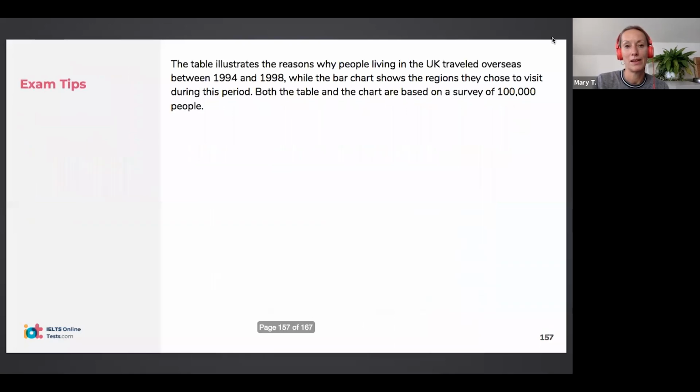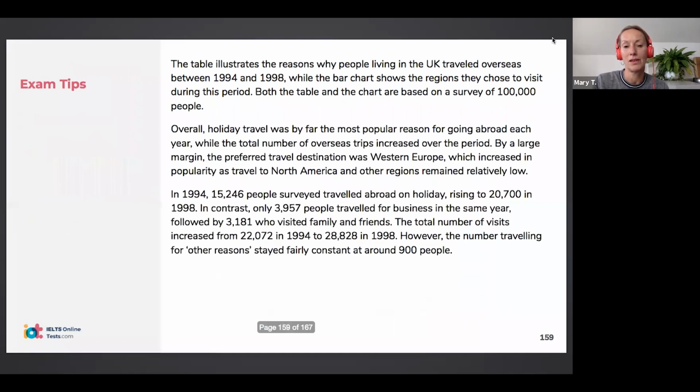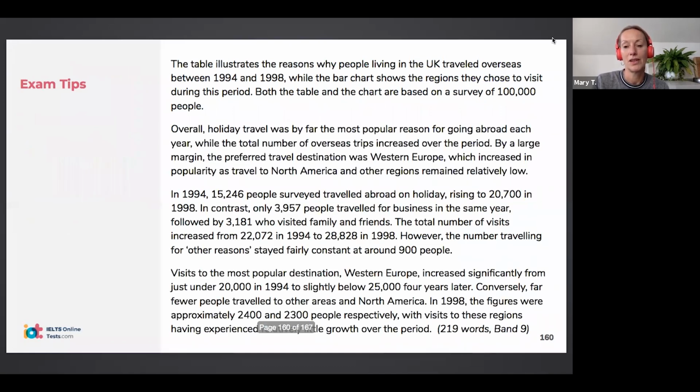So we've got the introduction, the overview, chart 1 and chart 2. Altogether, that's 219 words, and it would be a band 9 if you managed to write like that. So 219 words is a little bit more than you need, but it's a perfect answer.